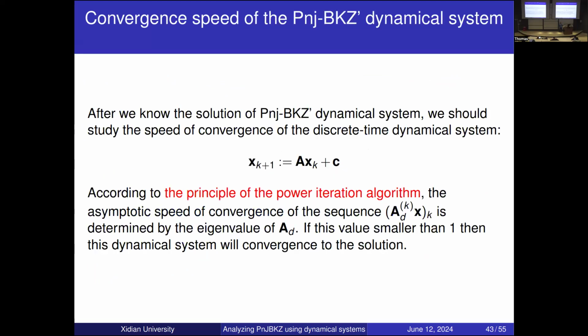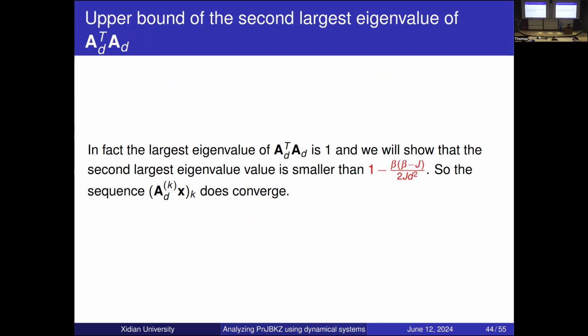To solve this problem, according to the principle of the power iteration algorithm, the asymptotic speed of convergence of this sequence is determined by the eigenvalue of this matrix product. If this eigenvalue is smaller than 1, then this dynamic system will converge. In fact, the largest eigenvalue of this matrix product is 1, and we will show that the second largest eigenvalue is smaller than this value. So this sequence does converge.